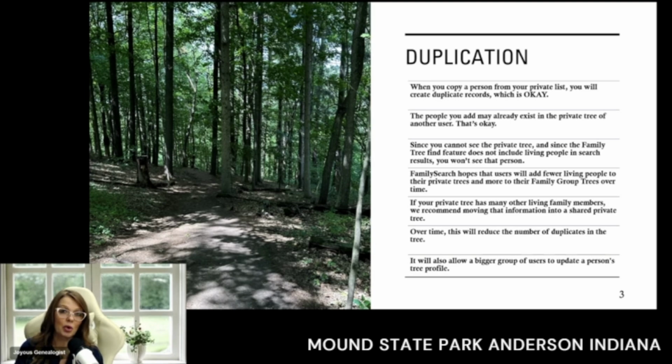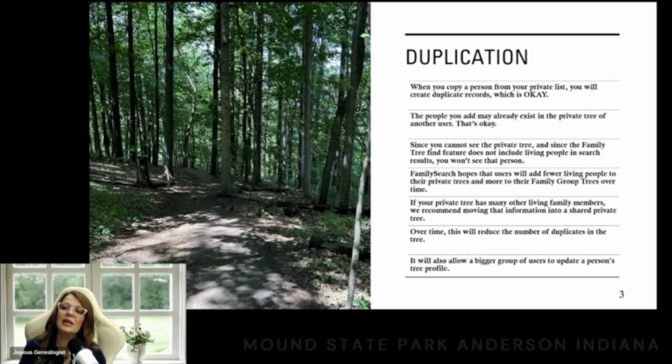The best way to merge somebody in the tree is to simply use the merge by ID feature. But you cannot merge duplicates that are in another family group tree, in your own private tree, or in other users' private trees, because you cannot see them and they're living people, and that's why you can't merge them. But don't worry about that.